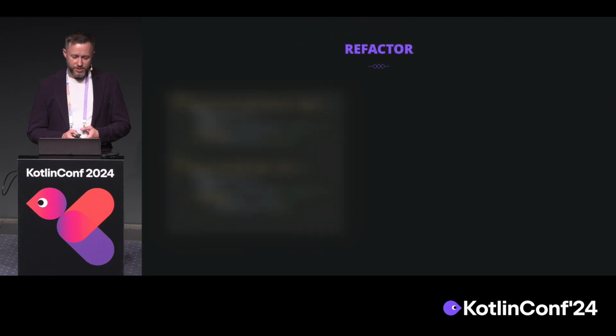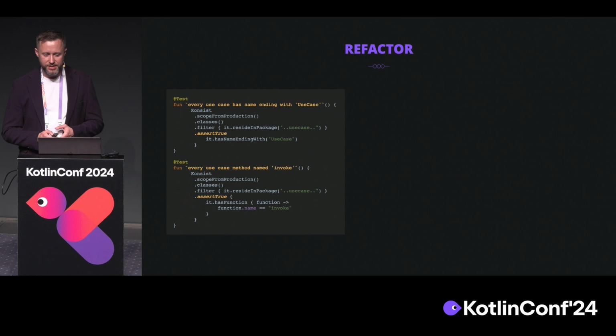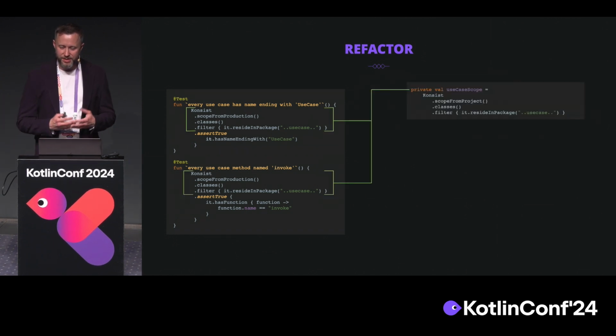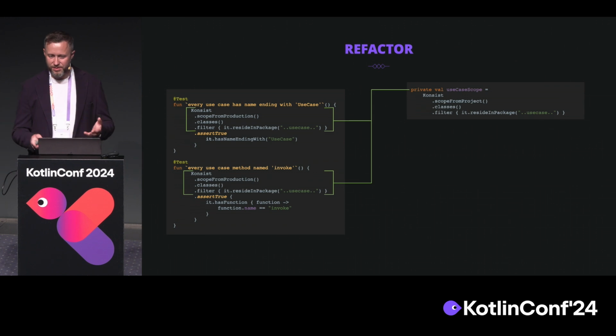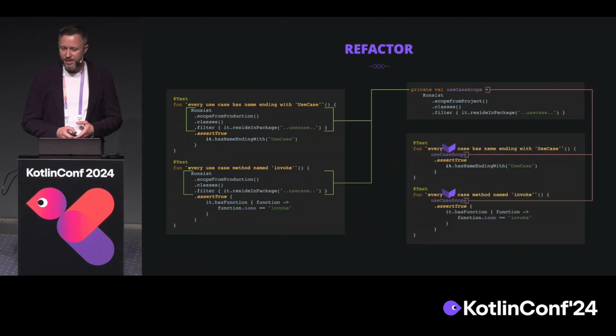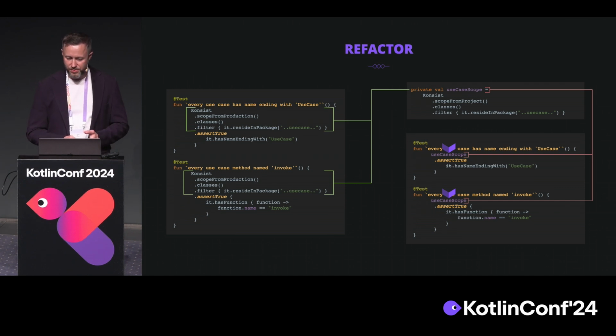Because Jane noticed that some of the things in the test were duplicated, she decided to extract the scope representing use case classes into a separate variable and use this variable inside the tests just to simplify them and make them easier to read.